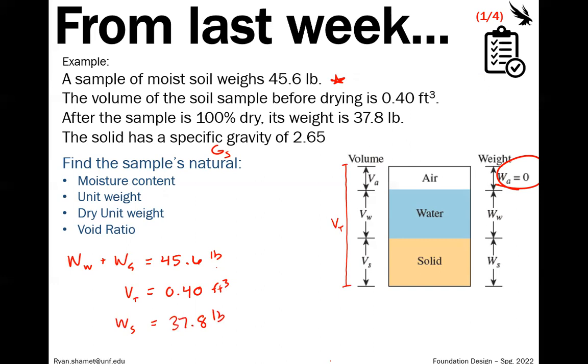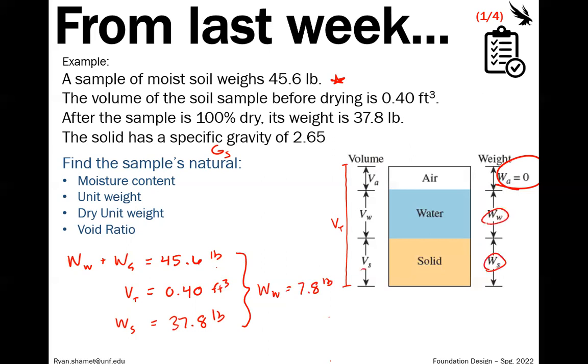If you remember from the geotech lab, and the CE materials lab, we did this too, to find the moisture content. If we know the weight of the solid and the weight of the solid plus the water, then simple math, we just subtract those two and we can get the weight of the water that was in our sample. So 45.6 minus 37.8, that's going to give us our weight of the water, and that is 7.8 pounds.